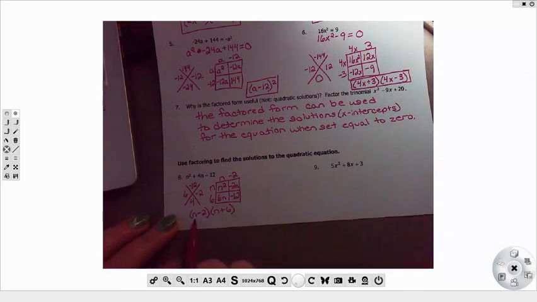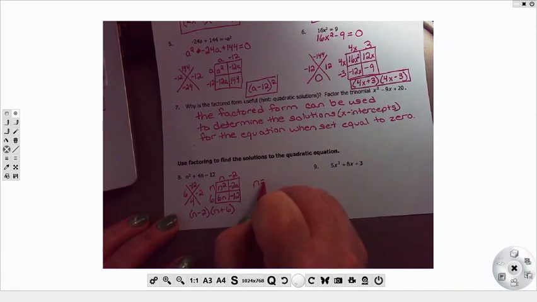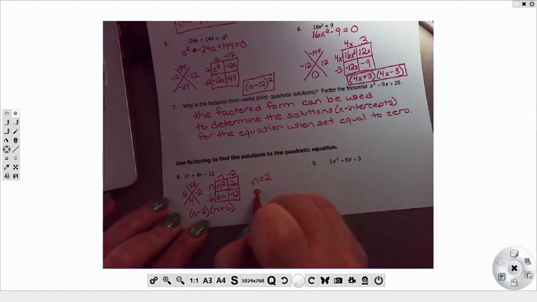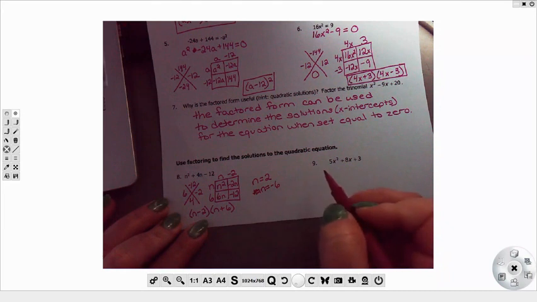If I were to set this equal to 0, n minus 2 equals 0, and I would solve it, I would get n equals 2. And I would solve this one, I would get n equals negative 6.